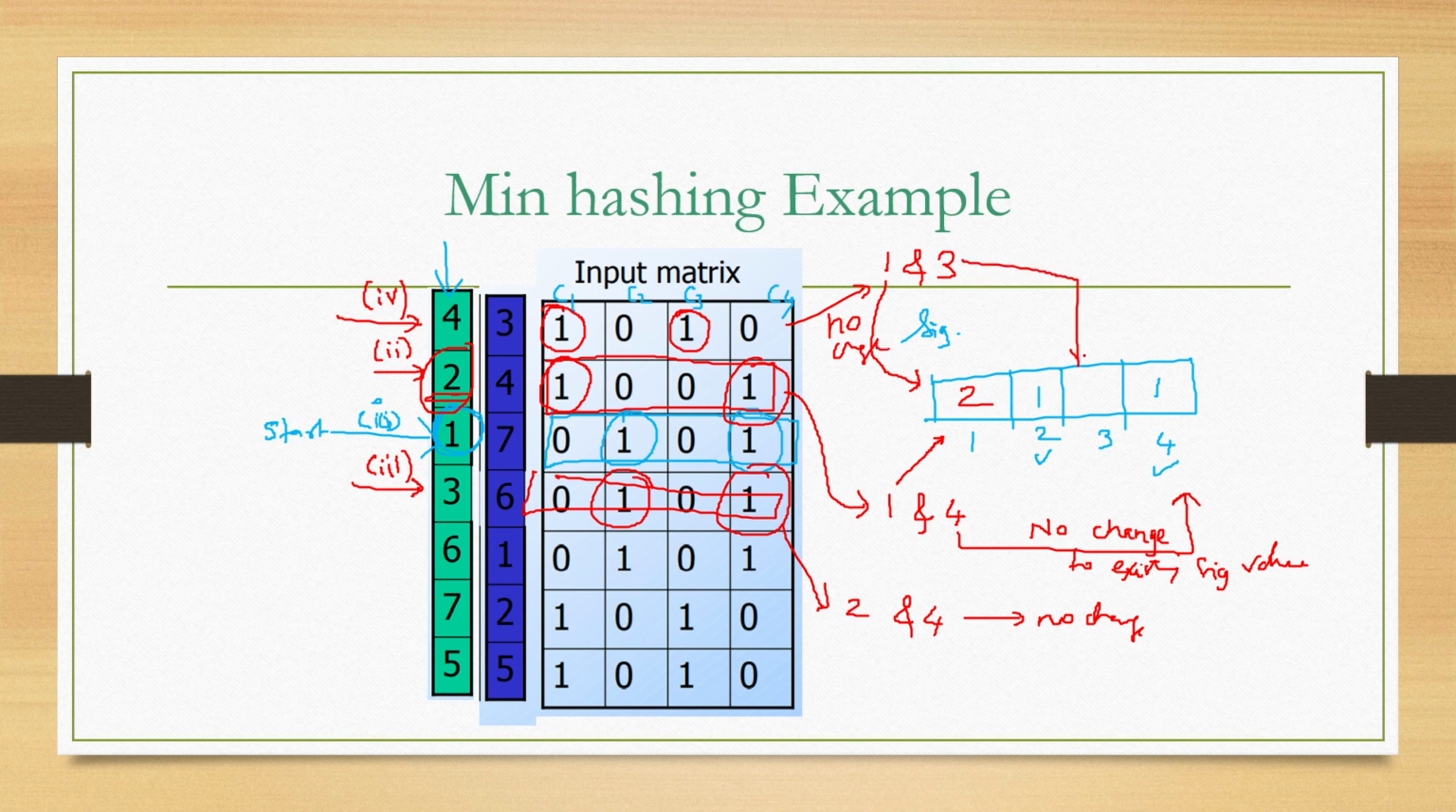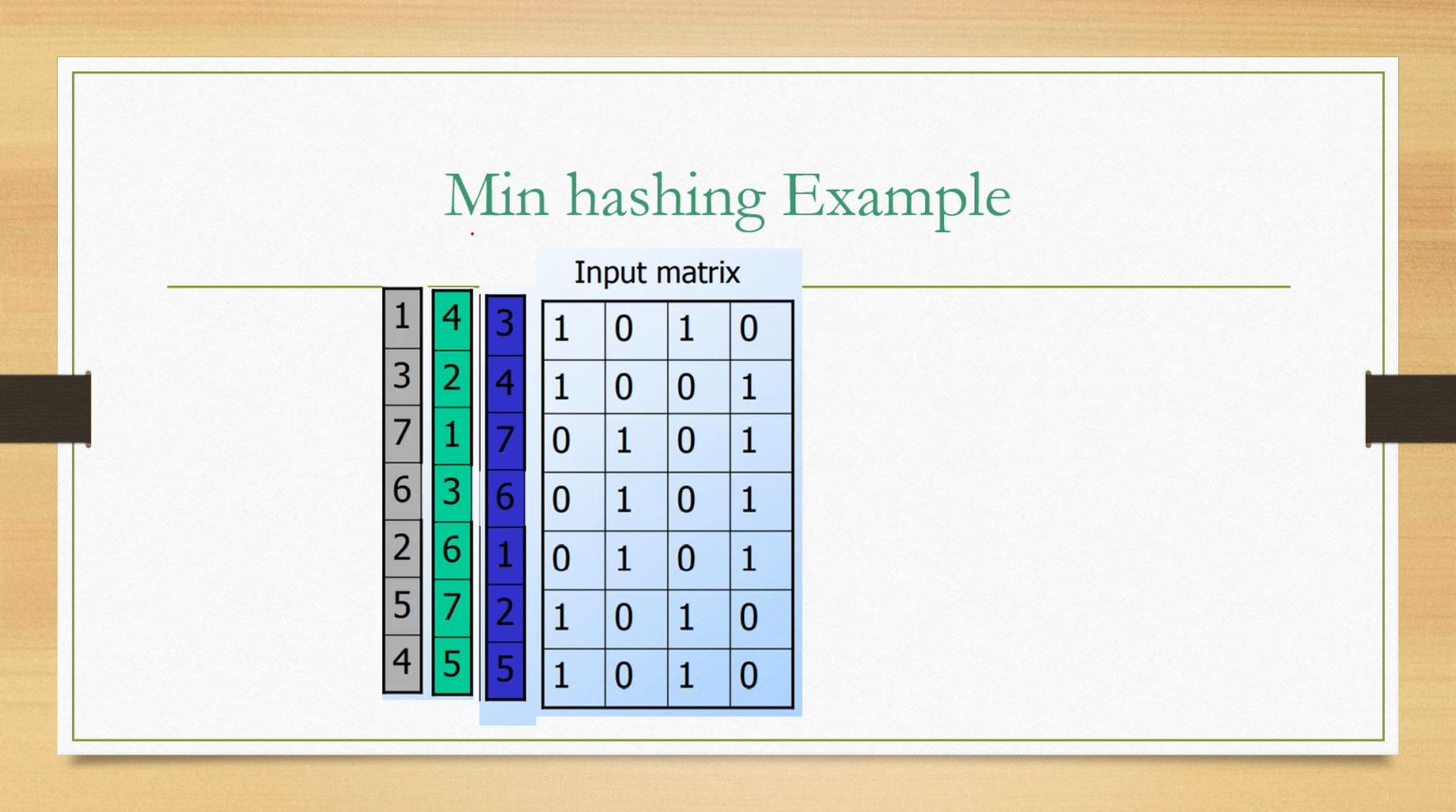But for 3, what will we write? We will write this number, which is 4. So 2141 will be the signature obtained for this permutation number 2. Let us go ahead and discuss one more permutation. So this is, say, the third permutation.